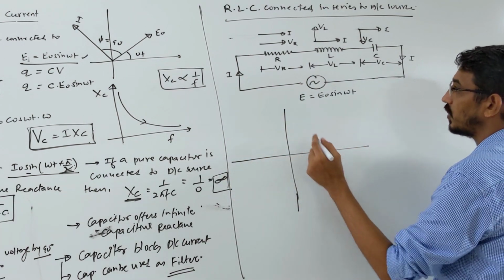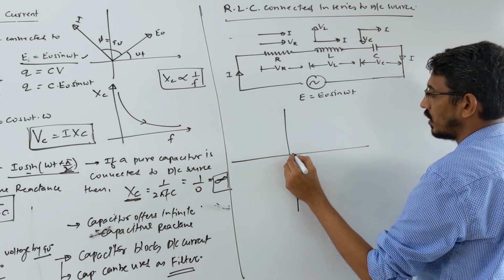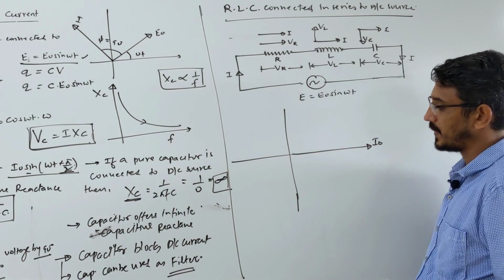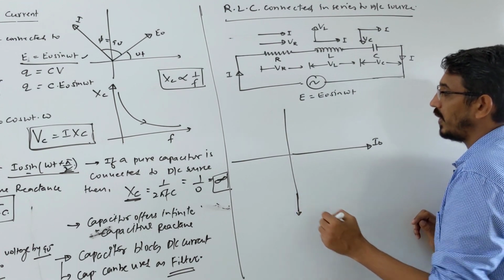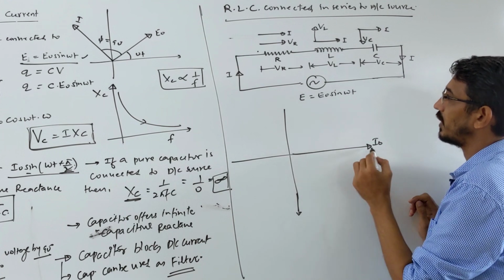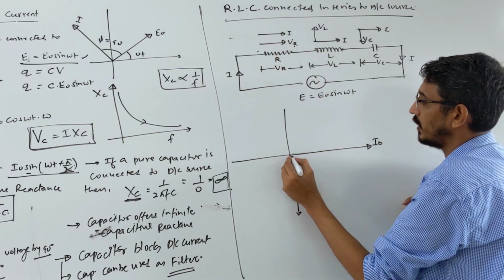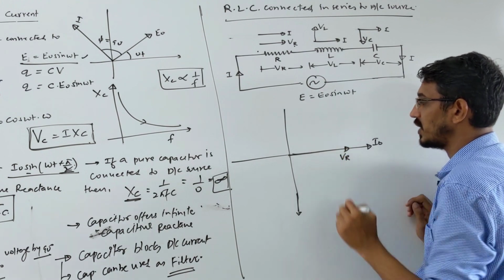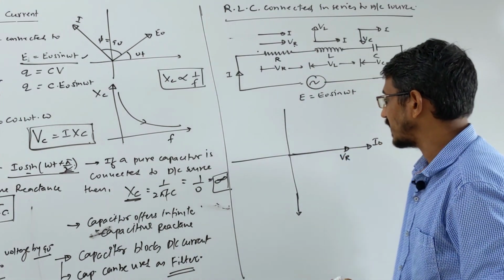In this phasor diagram, because the current direction is the same in all, I represent it along the x direction. This is the direction of the current I naught. Then we want to know where the voltage drop is. Let's talk about the resistance. This is the direction of current, and the voltage has the same direction, there is no phase difference. So suppose this arrow represents VR, the voltage drop across the resistance.